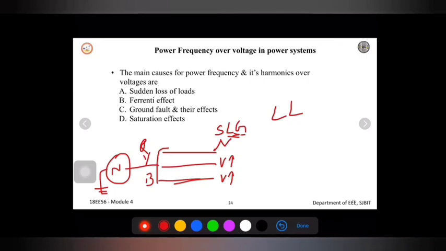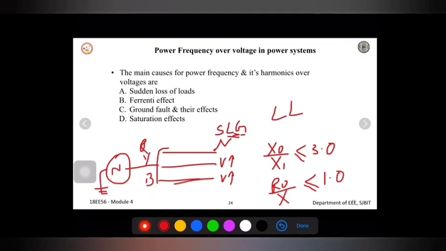So in this case the ratio of X0 to X1 will be less than or equal to 3 per unit, and R0 to X1 will be less than or equal to 1 per unit. Here R0 and X0 are the zero sequence resistance and reactance of your transmission line, and X1 is the positive sequence reactance of the system.